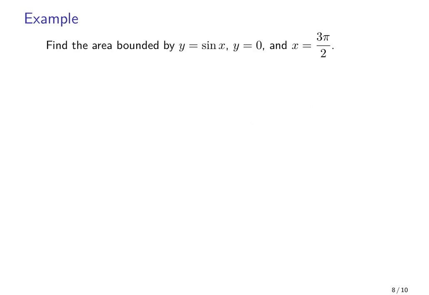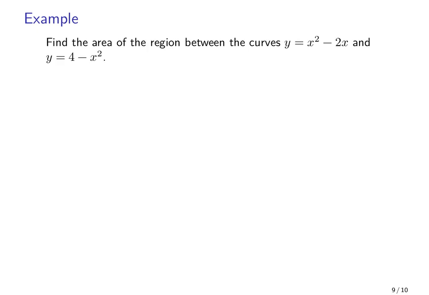So let's do a couple of examples. Please skip this one because it is quite straightforward. I'll let you do this by yourself. Let me maybe... and we'll go straight to this example right here. So we're given two curves, y equal to x squared minus 2x, y equal to 4 minus x squared.